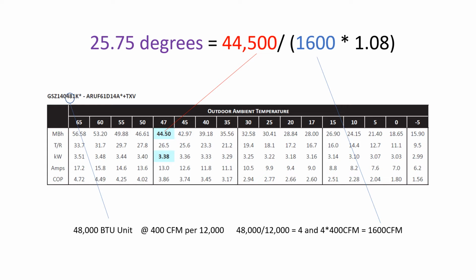25.75 degrees. At an outdoor temperature of 17 degrees, we'll have 28,000 BTUs. Our CFM will remain at 1,600. We'll have a delta T of 16.21 degrees.